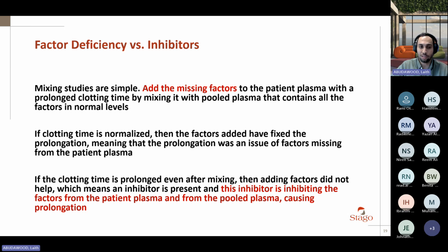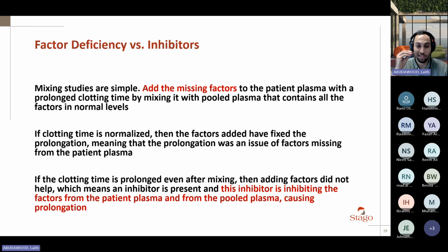So when your mixing study is corrected, we say, okay, we have a problem with factors. You run factor assays to know what factor is missing. You will not know from the mixing study what factor is missing. Okay, if the mixing study is not corrected, what inhibitor is it? You will not know from the mixing study what inhibitor it is. You have to run further testing.